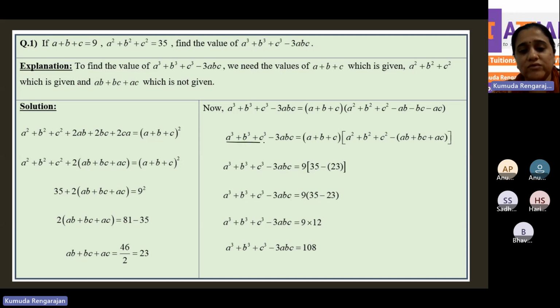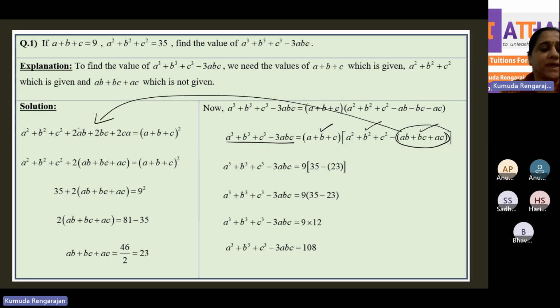So I was saying that to find the value of this expression, you need the value of a plus b plus c, a square plus b square plus c square, and ab plus bc plus ac. But we do not have the value of this one. So to get the value of this expression, we use this identity. In this identity, we have a square plus b square plus c square, ab plus bc plus ac, and a plus b plus c. What is the value of a plus b plus c? 9. What is the value of a square plus b square plus c square? 35. So by substituting these values, you can find the value of ab plus bc plus ac.